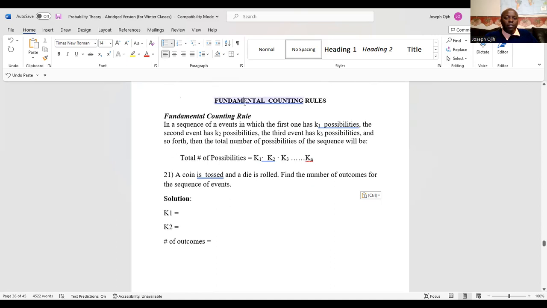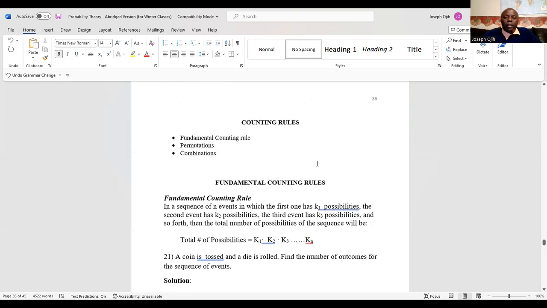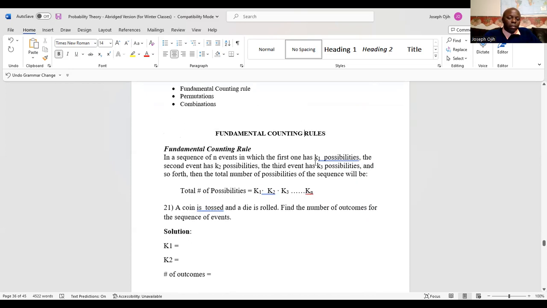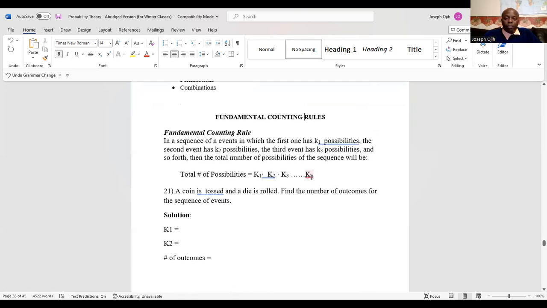According to the fundamental counting rule, in a sequence of n events in which the first one has k1 possibilities, the second event has k2 possibilities, the third event has k3 possibilities, and so forth, the total number of possibilities would be k1 times k2 times k3 times kn. Basically, it is multiplying the possibilities to get the total number of possibilities.